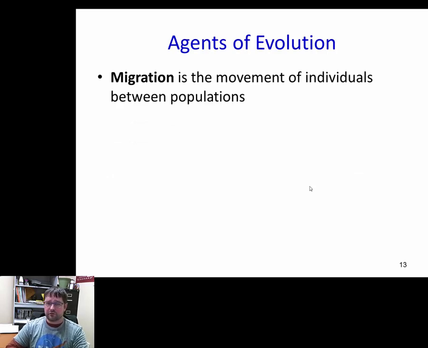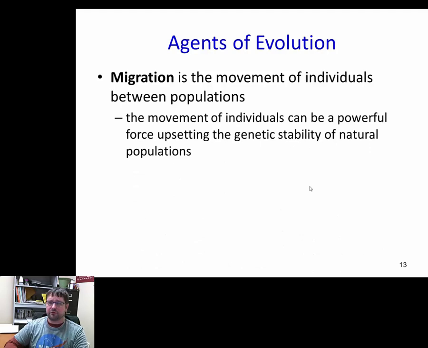Migration. So migration is movement of individuals between populations. This can cause a population which has been stable and had a stable allele frequency to deviate from that because you have an influx of new individuals or an outflux of some of the phenotypes.